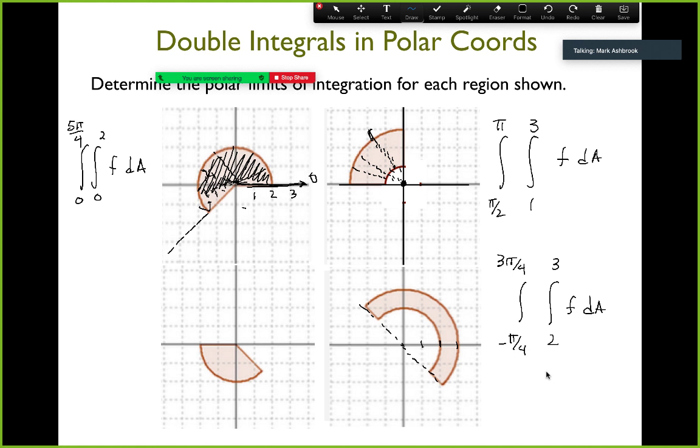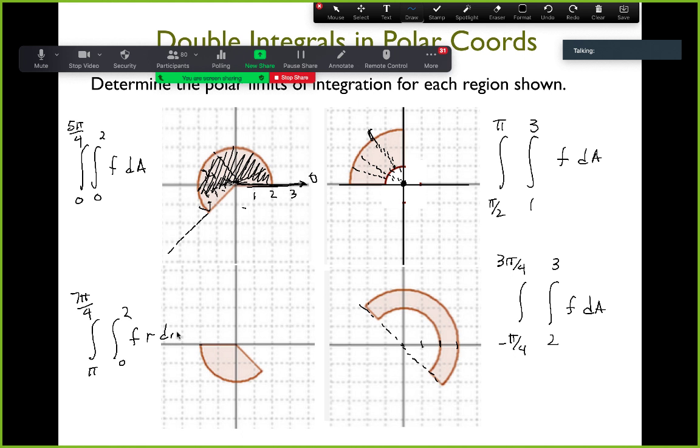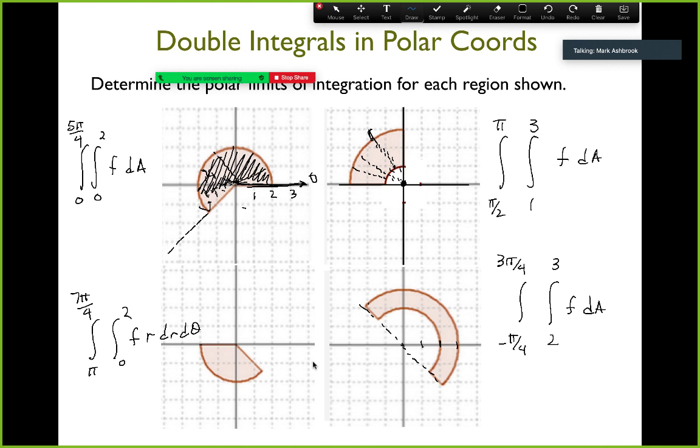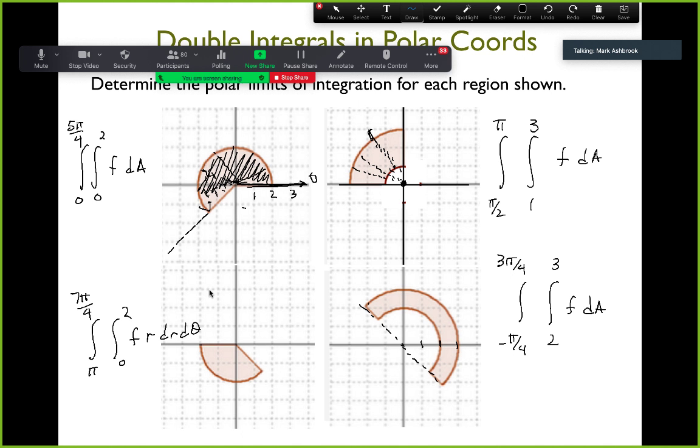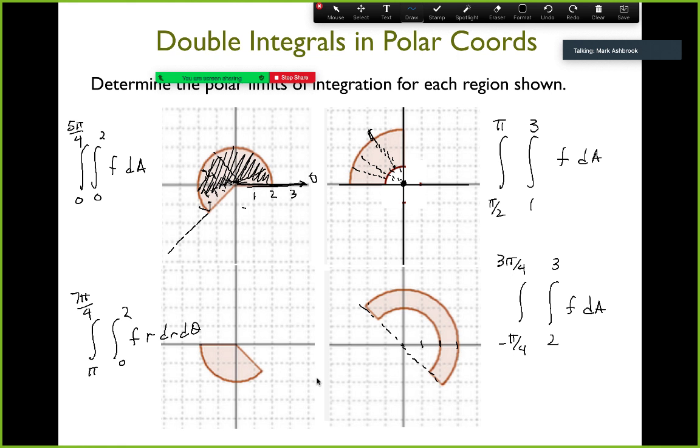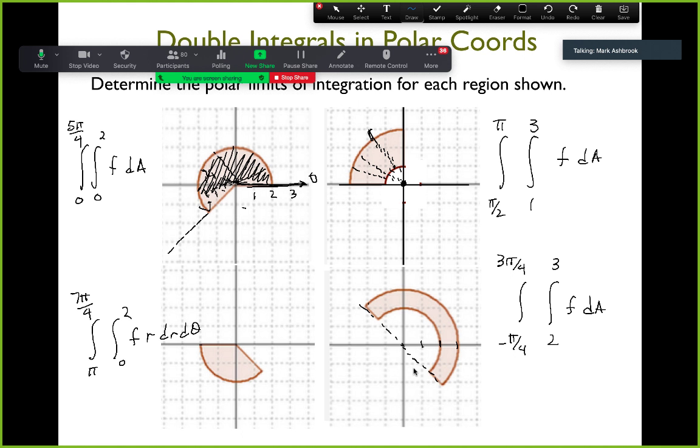Okay, questions on setting up the limits? This would be 0 to 2 for r, and then pi to 7 pi over 4 for this one. But remember, the broader context is that we have some function in R3 that we're integrating over the points of the region. Double integrals are an R3 phenomenon. They give differences of volumes. Any questions on these examples, setting up the limits for polar double integrals?